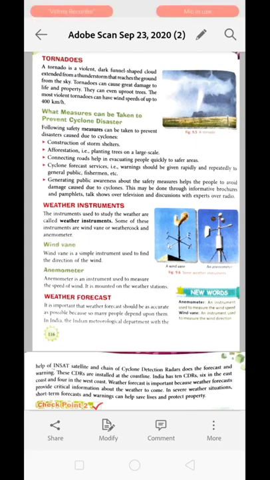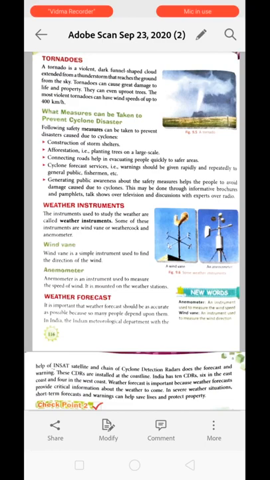Next is generating public awareness about safety measures, which helps people avoid damage caused by cyclones. Means we should educate the people how to take safety measures. What are the safety measures to be taken during a cyclone disaster? This may be done through informative brochures or pamphlets or talk shows on television to discuss with experts how to take control of such a situation on a personal level.